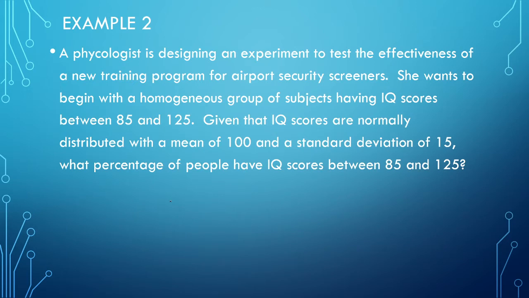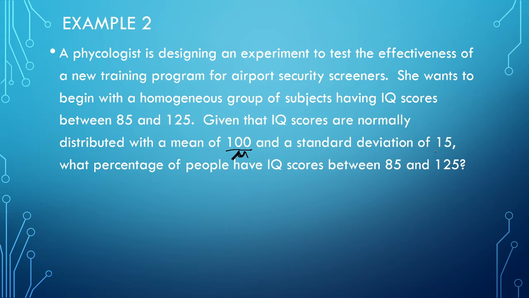So a psychologist is designing an experiment to test a new training program. She wants to pick people who have an IQ score between 85 and 125. Given that the IQ scores are normally distributed, with an average of 100, which is how IQ tests are made, and then you're either above or below that.